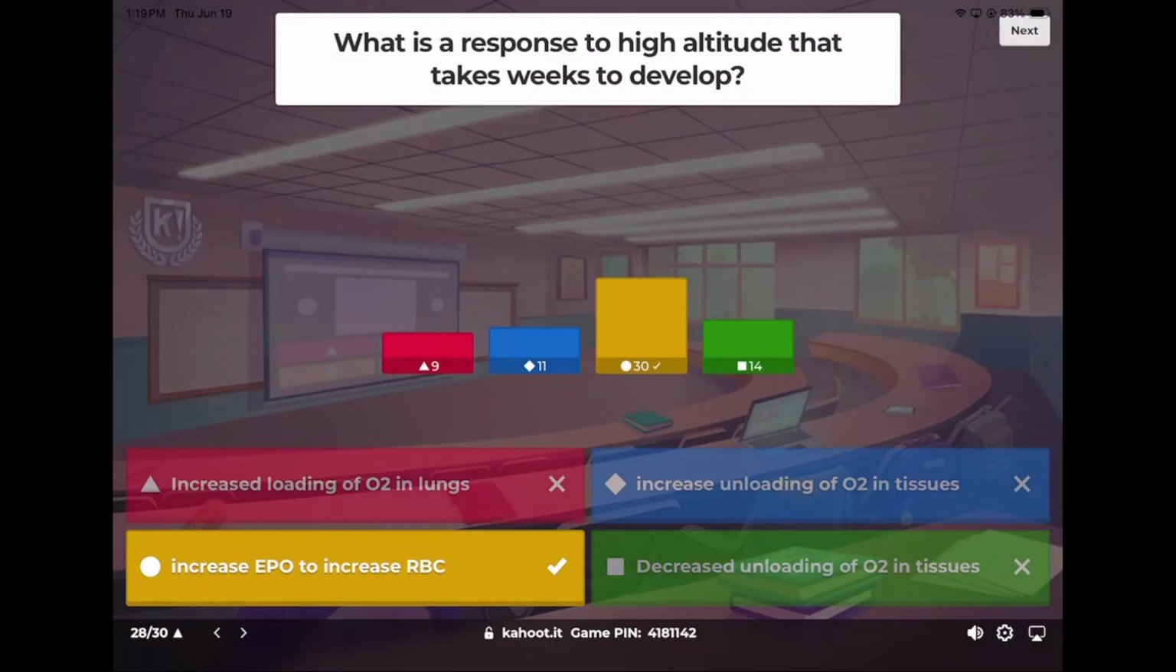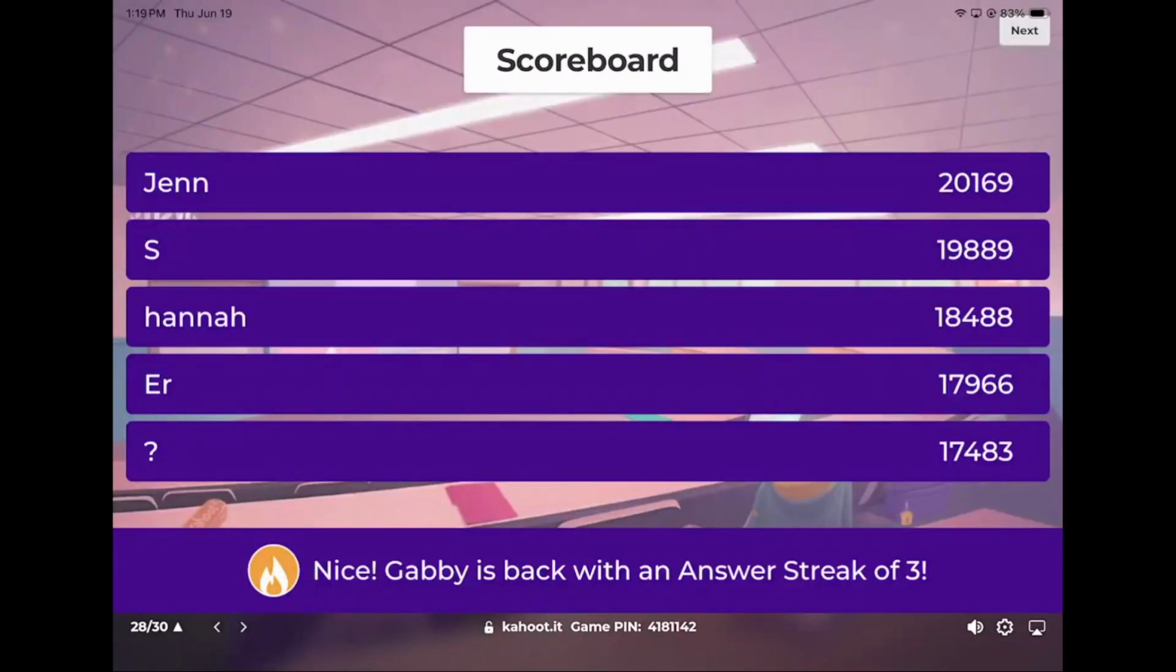That's an intermediate response. Finally, the one that takes weeks to occur is the EPO, which is a hormone. Hormones take a lot of time to develop. They take a long time to have an effect. So that's why it takes weeks to have EPO. What is EPO going to do for this person at altitude? More red blood cells. More red blood cells is basically more trucks to carry more oxygen. And that's the goal for all those.